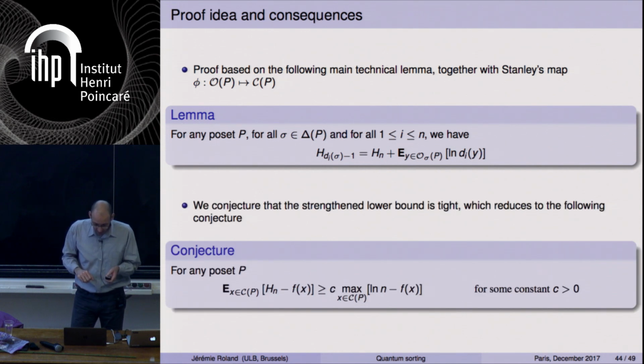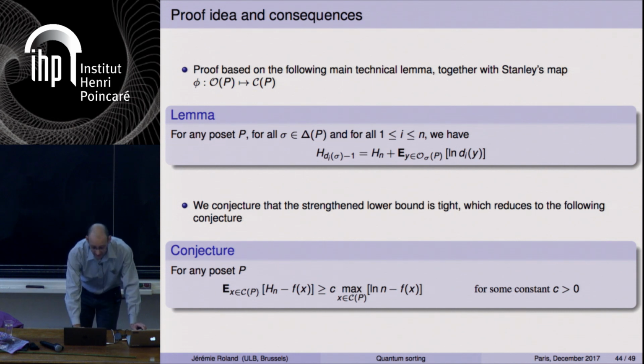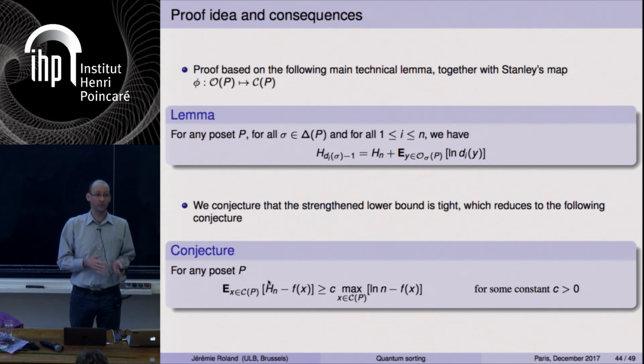And now we conjecture that this new bound is tight, meaning that the expectation over the chain polytope of this quantity is up to a constant the same as the maximum of this quantity. And this gives you the entropy, and if this is true, it means that the quantum lower bound is the same as the classical complexity.